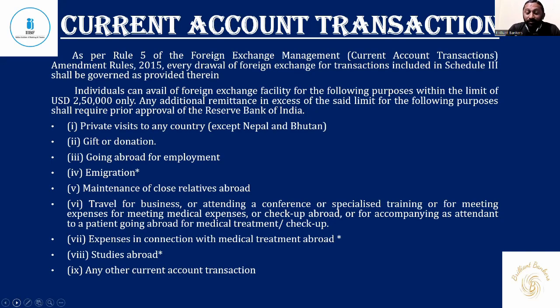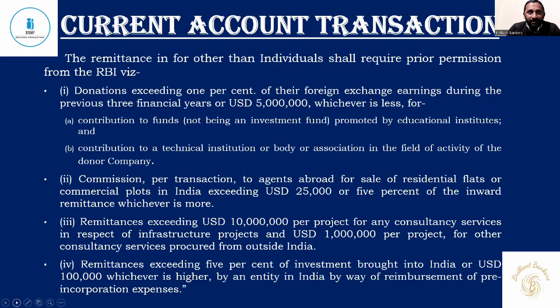He is going to emigrate. He is going to stay over in the other country, and for studies. In this purpose, the limit for 2,50,000 has been eliminated. The remittance for other than individual shall require prior permission from the RBI.